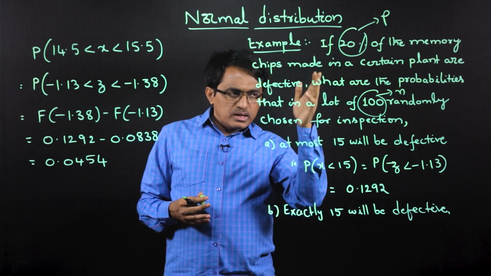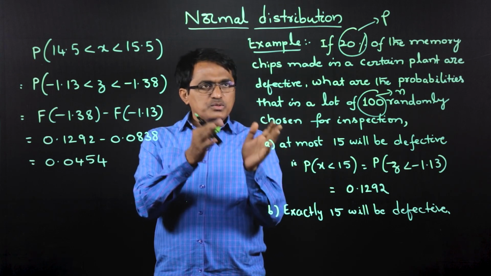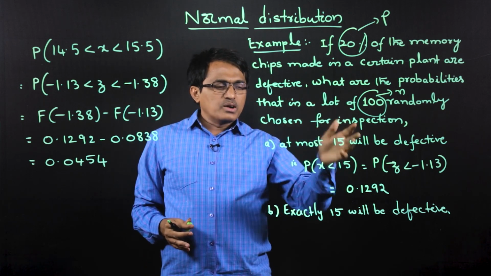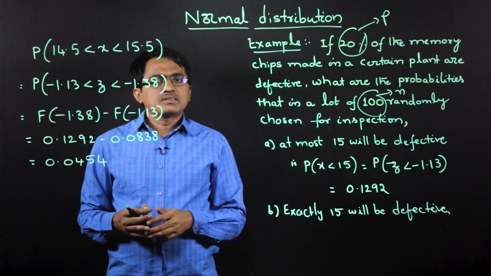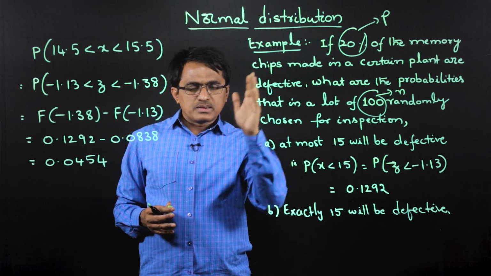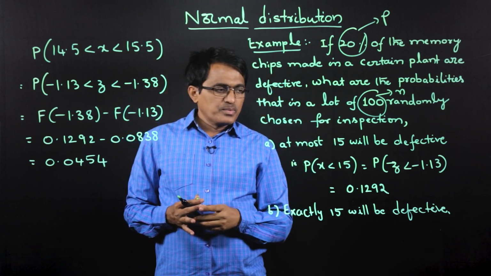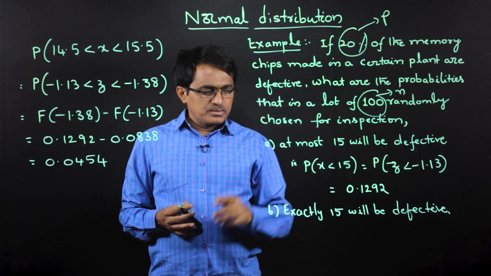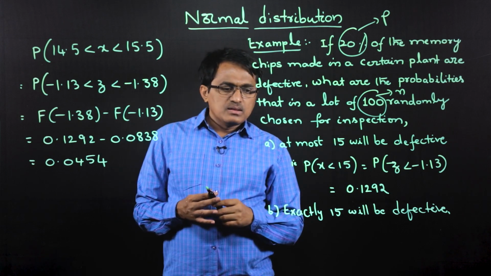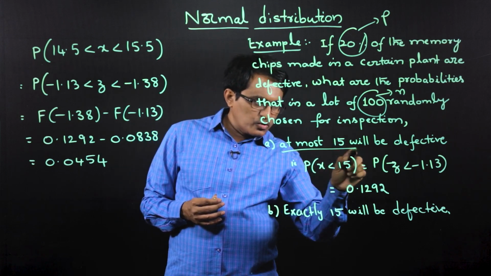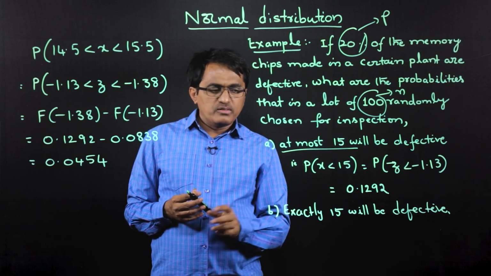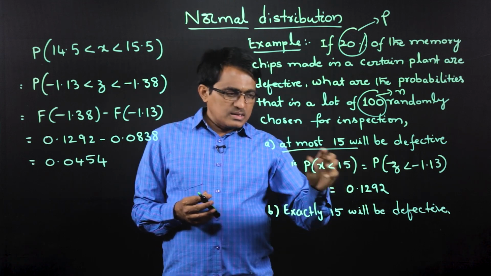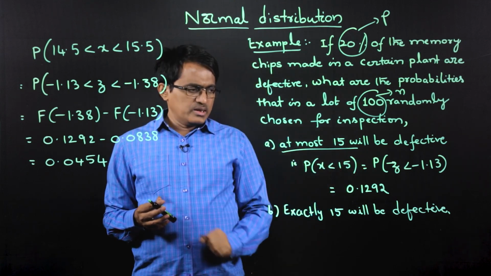Now what we do is, using the data which we assume to be binomial distribution, we apply the normal distribution. That is what we call the binomial approximation of the normal distribution. We assume that this follows the normal distribution. Now the first one: at most 15 will be defective. At most 15 defective means P(X < 15), or less than or equal to 15, that doesn't make any difference.